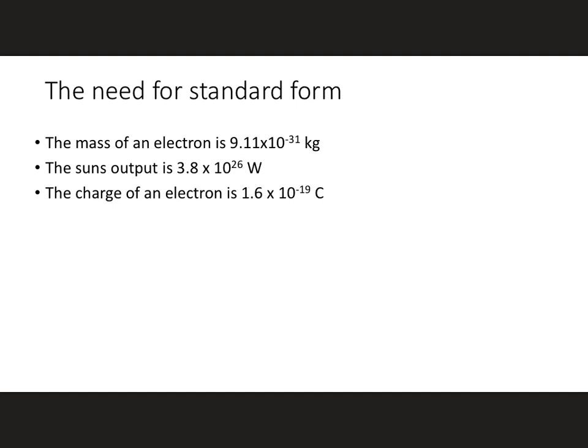For example, we've got really small numbers such as the mass of the electron is 9.11 times 10 to the minus 31 kilograms. That would be very laborious to write out as a full number. The sun emits a power output of 3.8 times 10 to 26 watts. Again, that's a really large number that's very difficult to write out. And also you've got other small numbers, such as the charge of the electron being 1.6 times 10 to the minus 19 coulombs. So by using standard form, that helps us write these numbers more easily and saves us time.